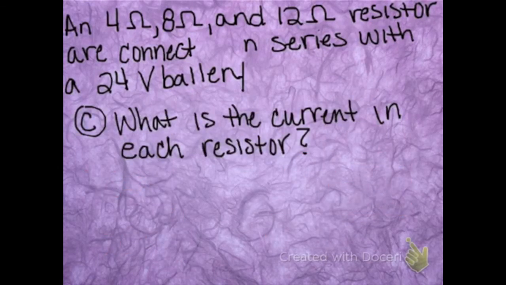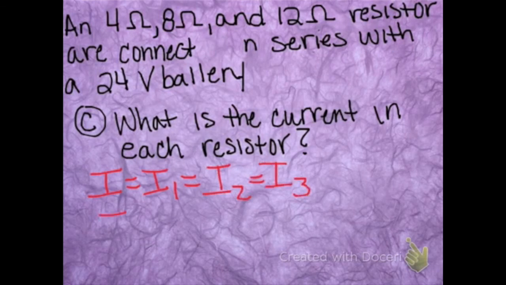The last part says, what is the current in each resistor? Well, this is kind of a tricky question, because what it's asking you is what is the current in each resistor, which is the same. Think about it. Remember, I is equal to I1, which is equal to I2, which is equal to I3. So if our I is equal to 24, then that means that every single I in the series is going to equal 24 amps. There you go.